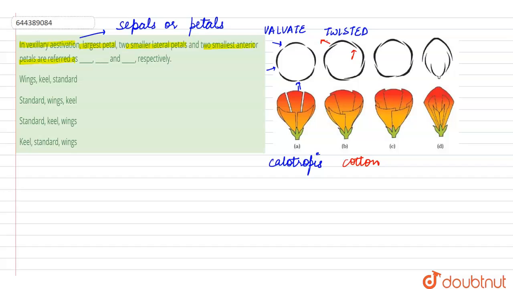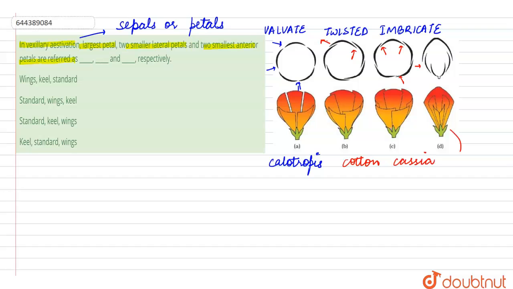The third type which is given here is the imbricate one. In case of imbricate, the overlapping of the petals is seen, but this is irregular overlapping of the petals, with sometimes both the petals being overlapped, and in some cases both the petals are exposed onto the sides. So here we see the example of imbricate is the cassia and the gulmohar. So these are the examples.